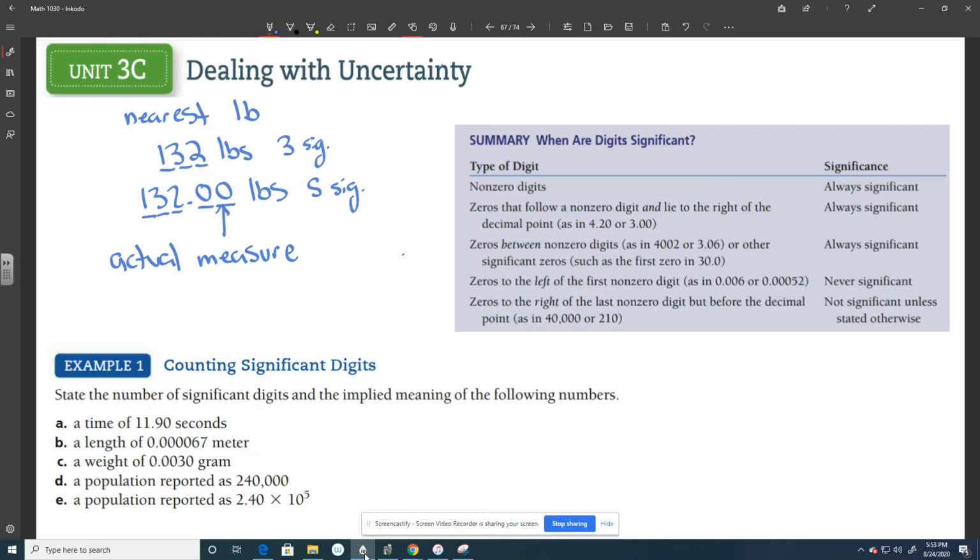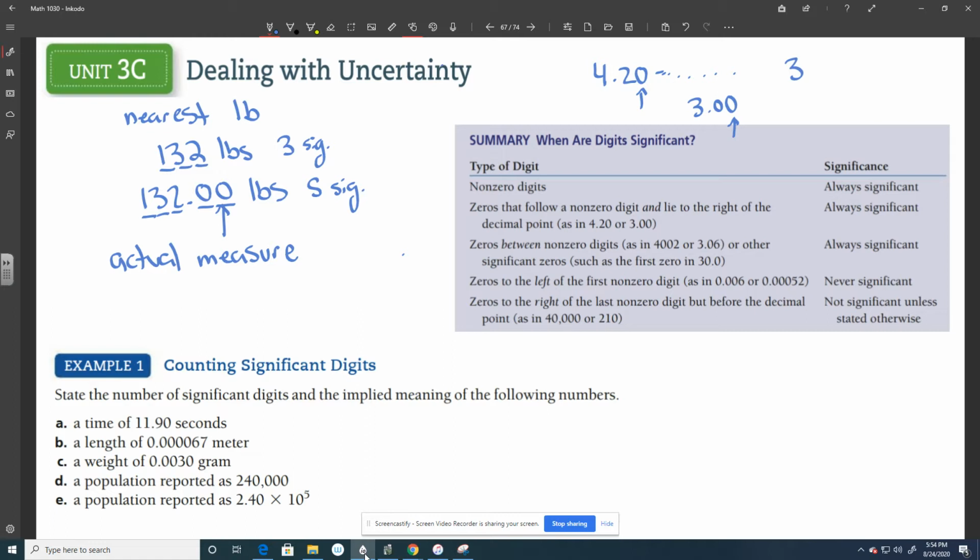Zeros that follow a non-zero and are to the right of a decimal point. So if someone were to write, and again, this is you as the reader, if someone were to say to you 4.20, that 0 is significant because that means that they actually measured out that far. All the stuff that comes after, they rounded away, but 4.20 is at least how far that they measured, okay? And the other example, 3.00, if they wrote 3.00, that's not the same as saying 3. That means they actually measured out to the hundredths place, not just to the ones place.